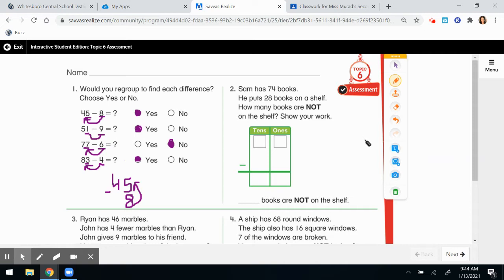Number 2, Sam has 74 books. He puts 28 books on a shelf. How many books are not on the shelf? To find out that missing part, how many are not on the shelf, we need to subtract. When we subtract, we always have to start with a greater number. We can add in any order, but we can't subtract in any order. So I'm doing 74 minus 28.